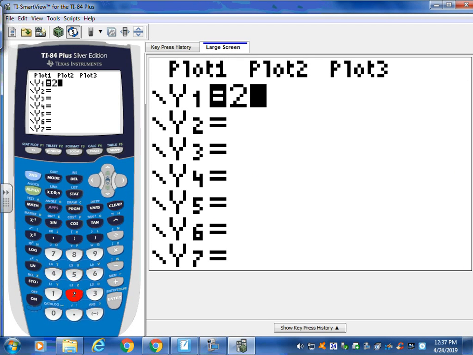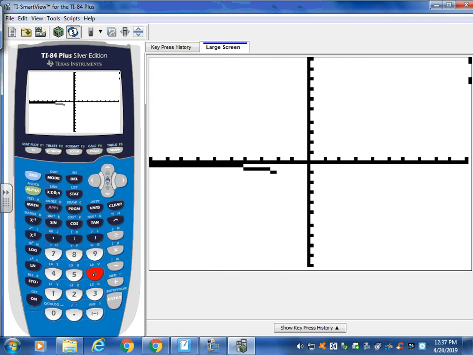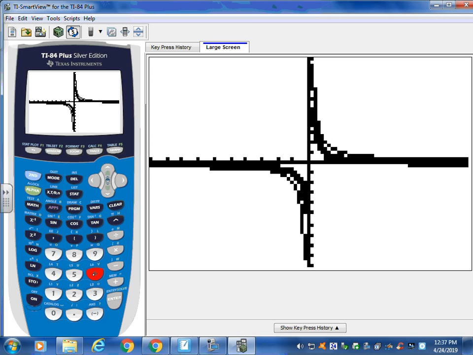If I put 2 over x versus 1 over x, and I'm going to bold the 1 over x so we can see it as the original. Zoom 6. So there's my 2 over x, and there's my 1 over x. Do you see what I meant about here's 2 over x? It's further away from the origin. This is 1 over x. This is 2 over x. It goes further away from the origin the bigger that number gets.